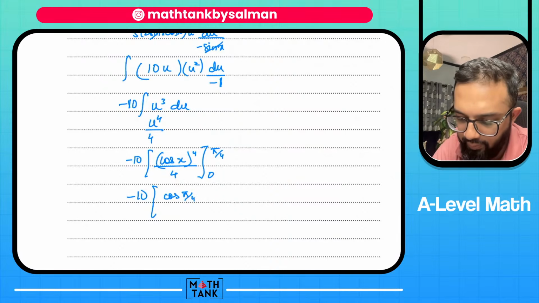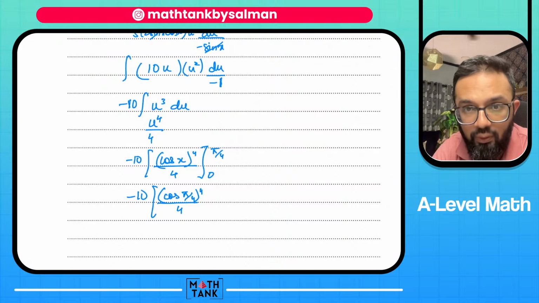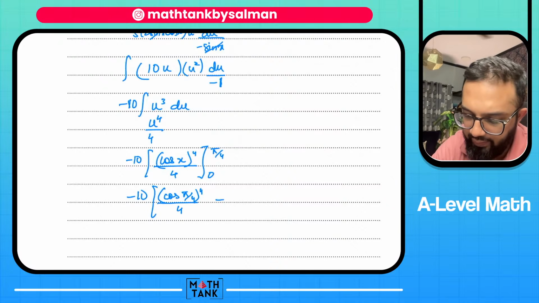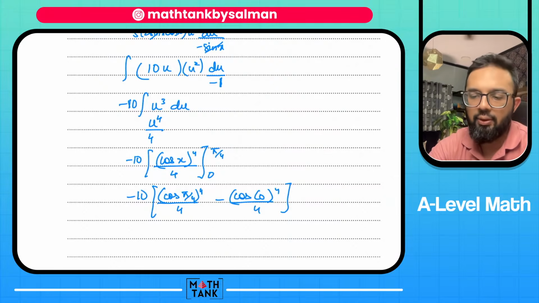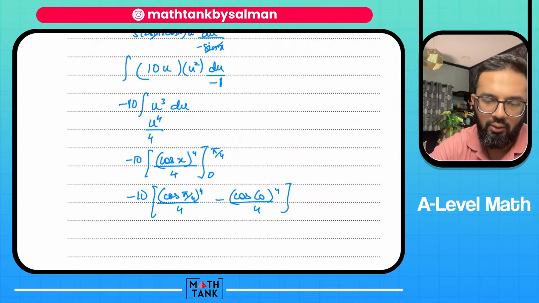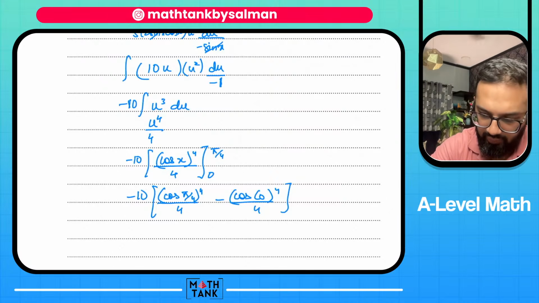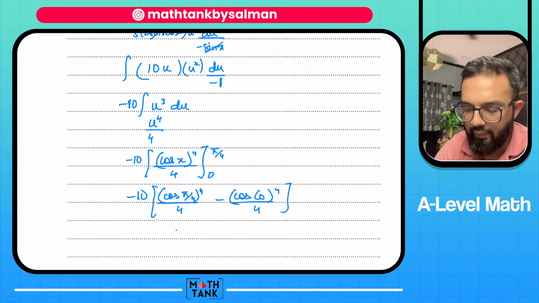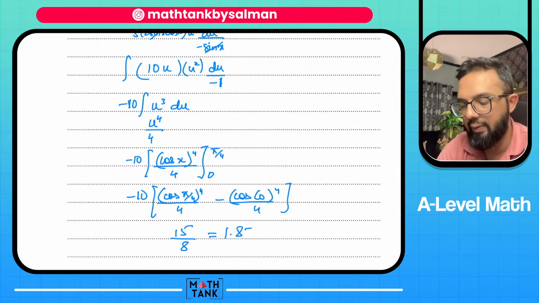That's cos pi over 4 power 4 over 4 minus cos of 0 power 4 over 4. Everything on my calculator. Cos of pi over 4 power 4 divided by 4 minus, that's going to be minus 1 over 4 into minus 10. It's giving me 15 over 8, which is 1.875.